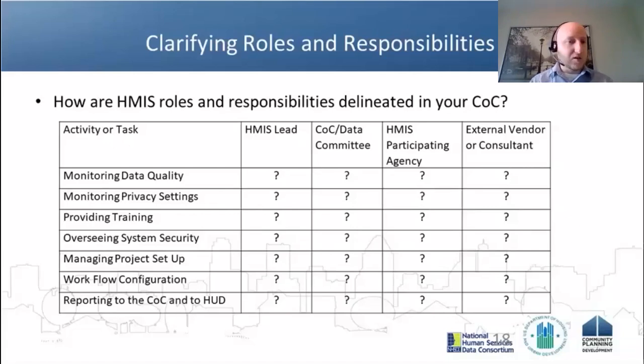Are they informally just understood that this is the purview of the HMIS lead, or is this something that's actually written down in an agreement, in a contract, in an MOU, so that we know this is the baseline minimum standard that we should be getting from our HMIS lead, our CoC's data committee, our participating agencies, and maybe anybody else who's involved in the process as well.